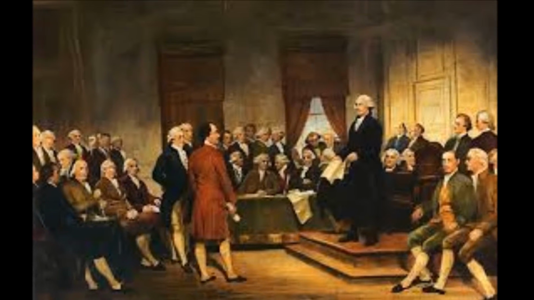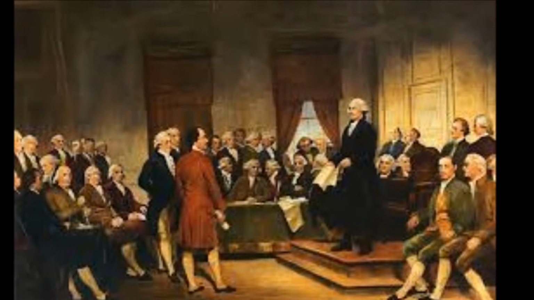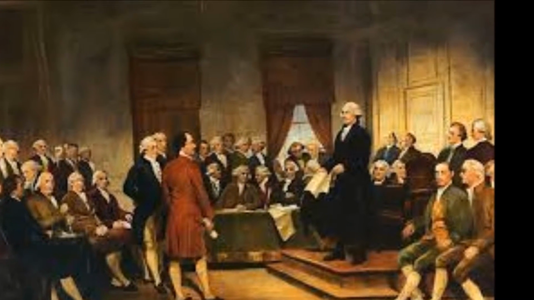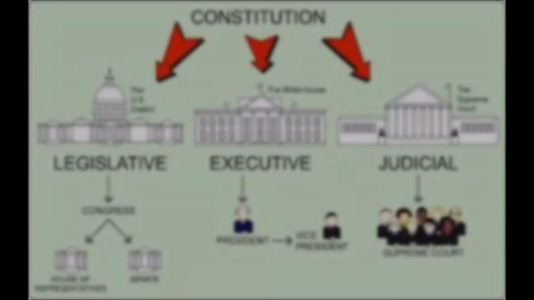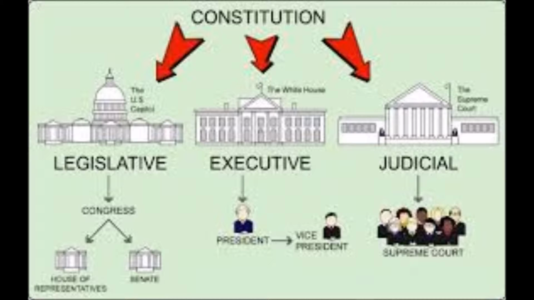The leaders of the states wanted a strong and fair national government, but they also wanted to protect individual freedoms and prevent the government from abusing its power. They believed they could do this by having three separate branches of government: the executive, the legislative, and the judicial. This separation is described in the first three articles or sections of the Constitution.